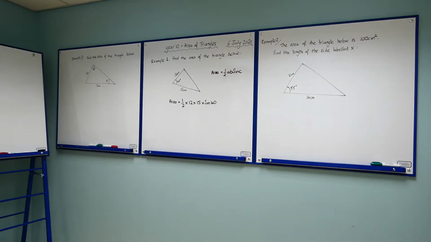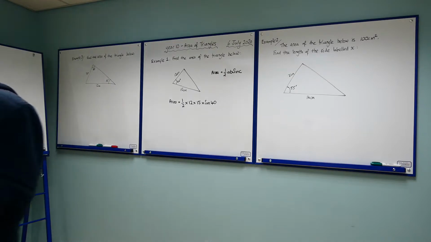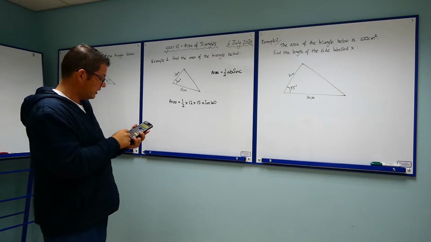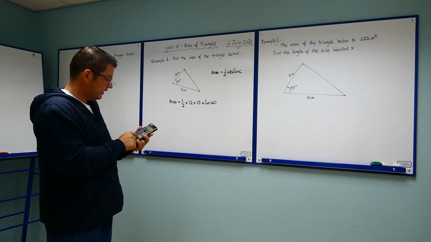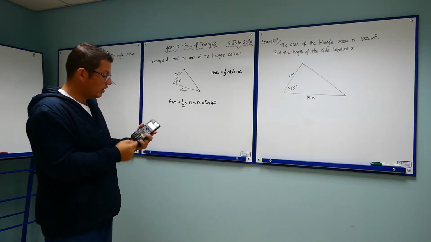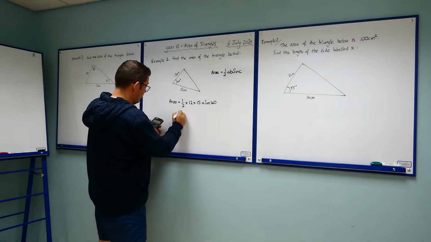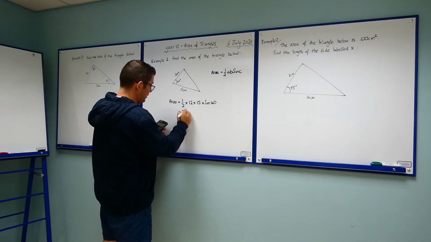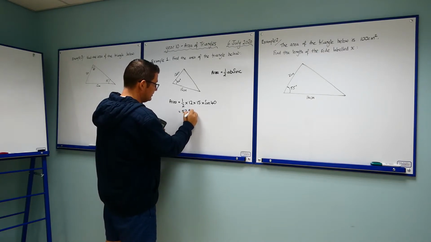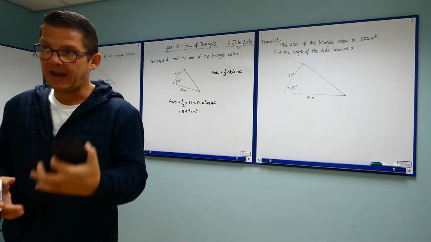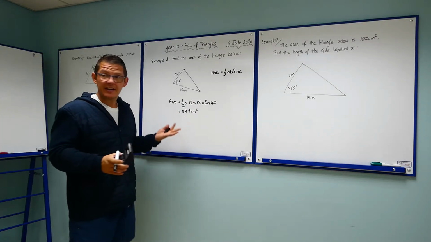At this point, it is just calculator work. We just turn on our calculator. A half times 12 is 6, times 15, times sin 40. I put it all in my calculator, I press equals, and I get an area of 57.9 centimetres squared, units squared. Remember, we're finding an area. And that's it.